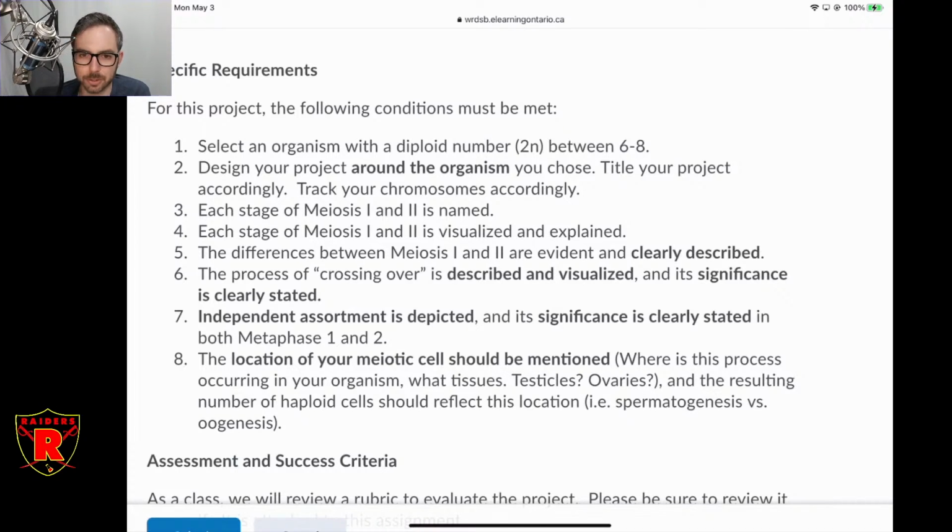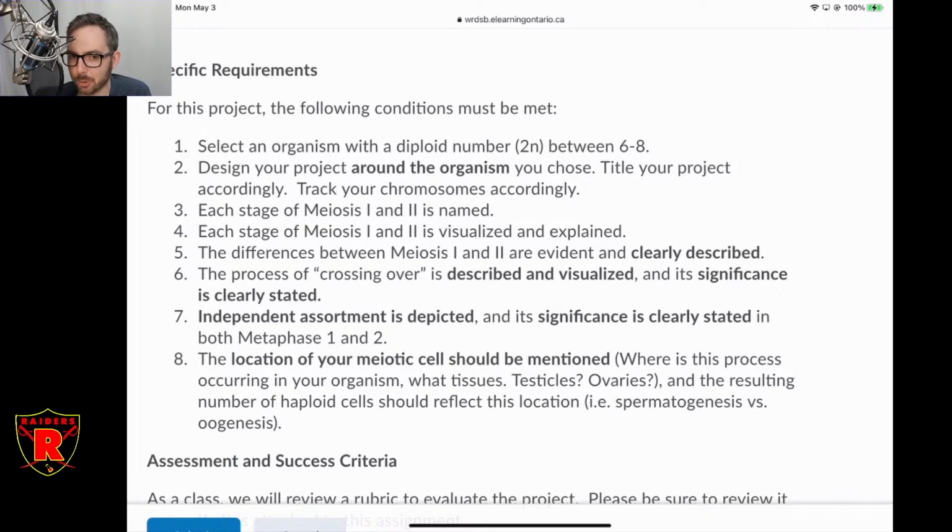Okay, this is very similar to the note. You need to make sure that you show the process of crossing over. So you actually have to show the crossing over event happening. You need to describe it, you need to visualize it, and you need to explain why it's important. Okay, this is essential.